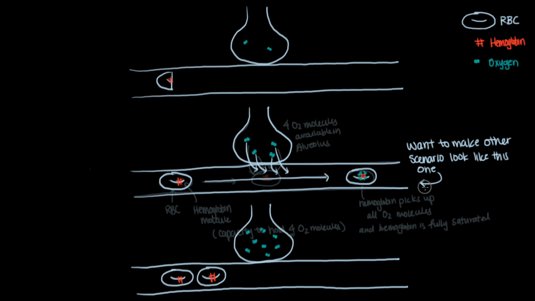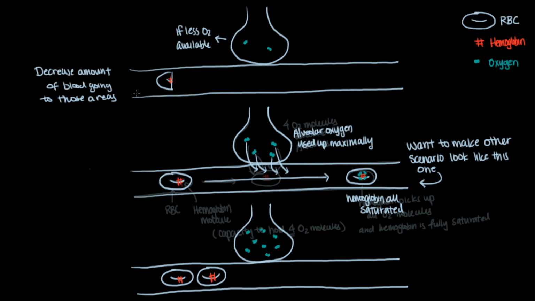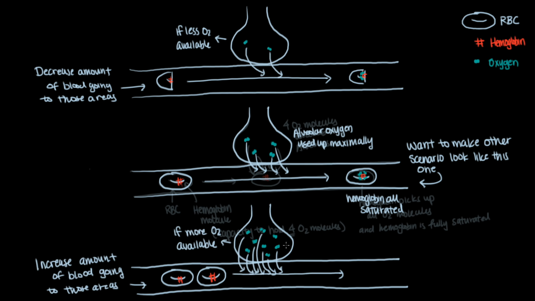With these examples, we can easily think of a solution to make these more efficient. We can reduce the amount of blood going to areas with less oxygen so that less blood is wasted, and increase the amount of blood going to areas with more oxygen so that less oxygen is wasted. Luckily, our lungs do just that.